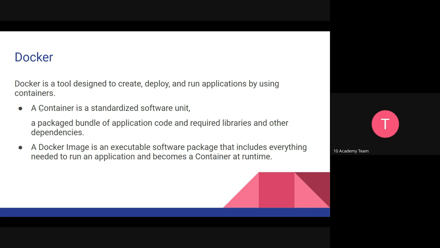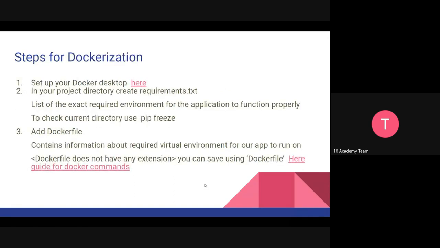So the basic things are a container, which is a unit containing the application code and the required libraries, and the Docker image, which is the blueprint for the container. How do you use this? First, you have to install Docker. This will be different for different operating systems, of course, so follow the official documentation if you haven't done this already.